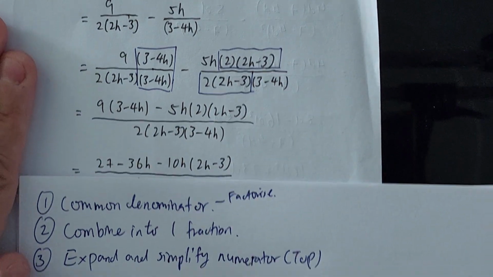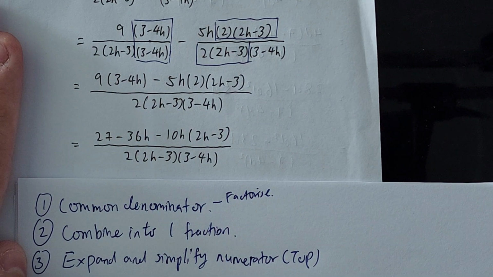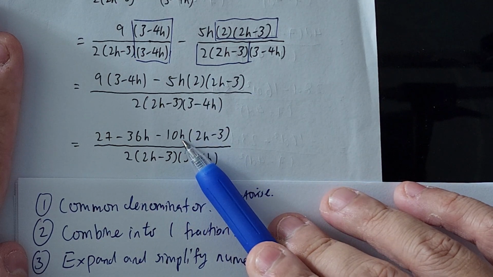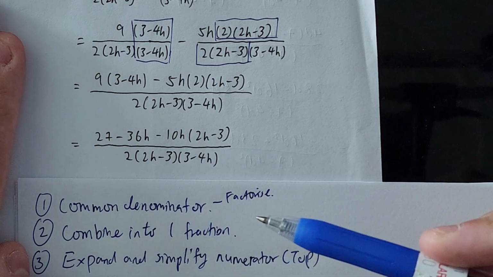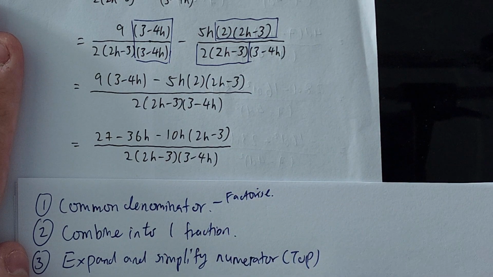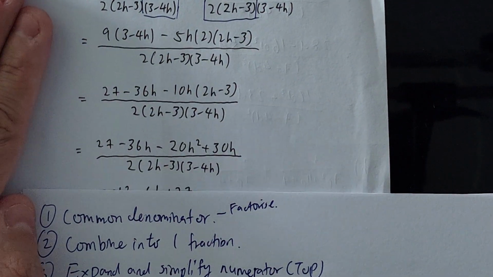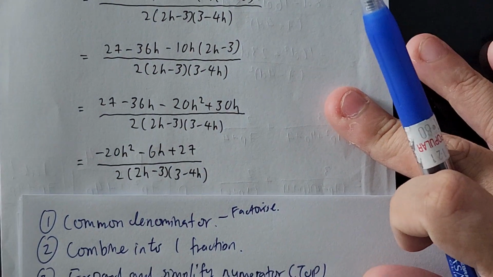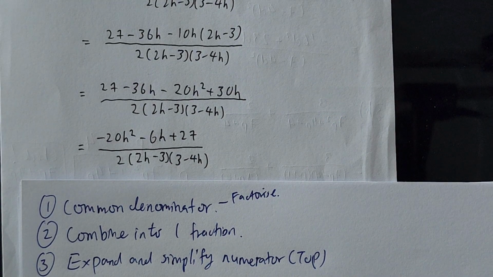Then next, third step, expand and simplify. So I do the expansion. Over here, 5h multiplied by 2 first to give me a negative 10h. The 2h minus 3 I'll multiply later again. You don't have to do each of these in one step. You can break it down. So I expand again, and lastly, I simplify to get my answer.